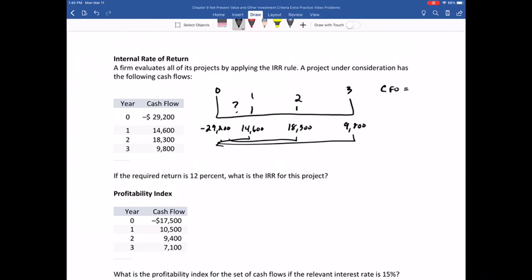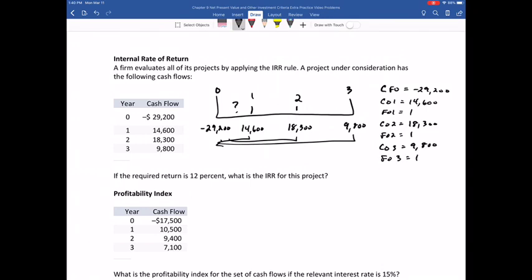So our CF0 here would be negative 29,200. CO1 is equal to 14,600. And since these cash flows only occur 1 year consecutively, we just keep our frequencies as 1. CO2 would be 18,300. FO2 is equal to 1. CO3 is our 3rd year's cash flow, 9,800. F03 is equal to 1.